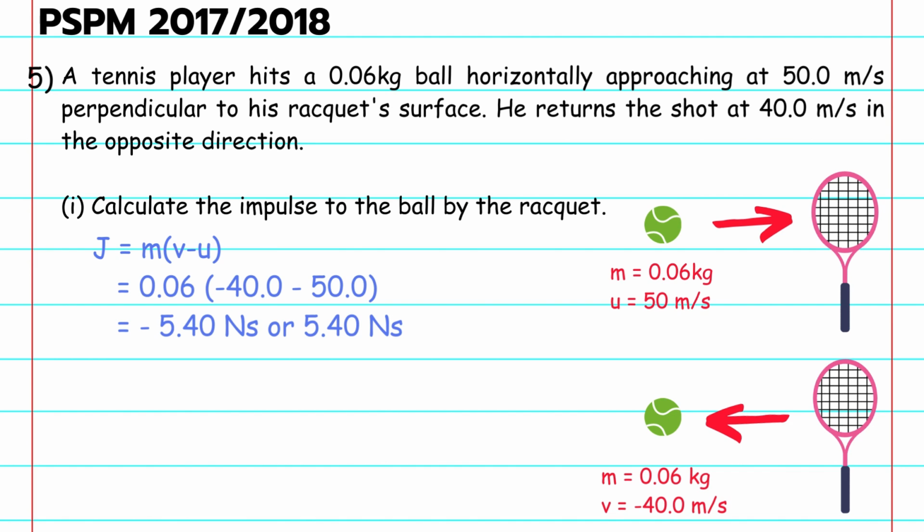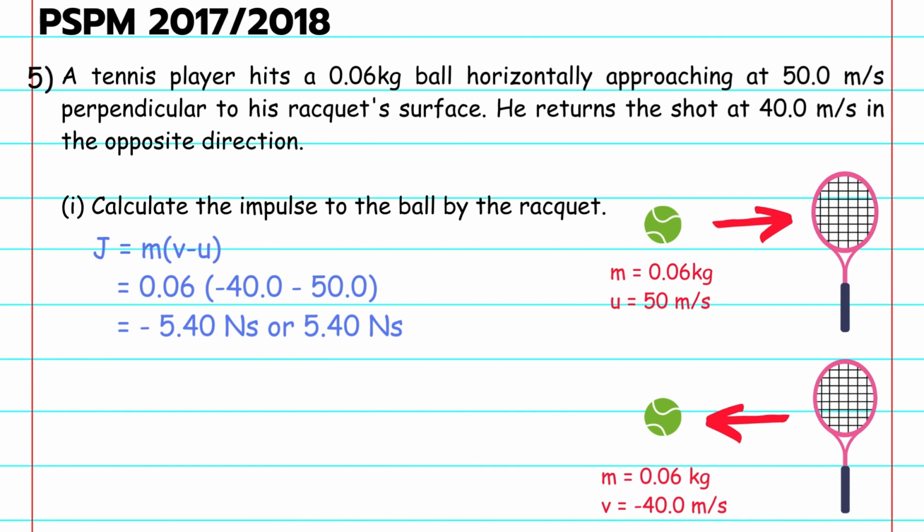So basically you're just going to use the impulse formula, which is J equals mv minus mu. Now you must identify the m, v and u. So for the m, the mass is 0.06. Then the v, which is the final velocity, it's not 40, it's negative 40.